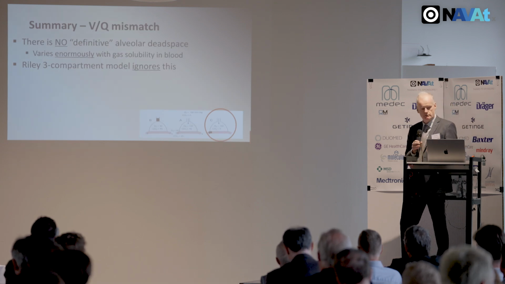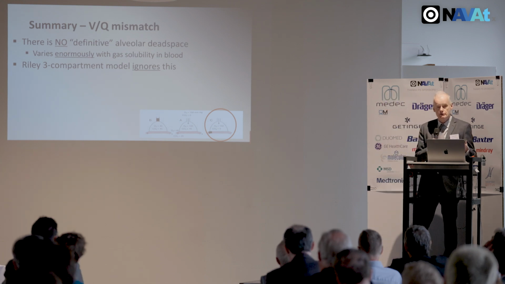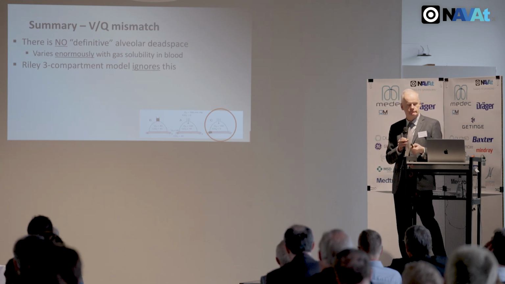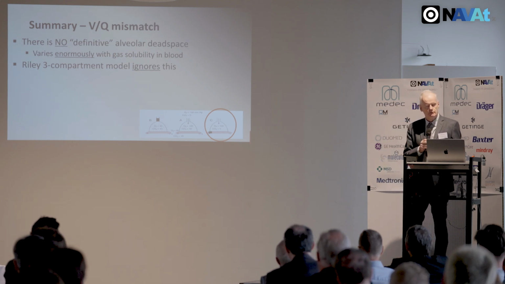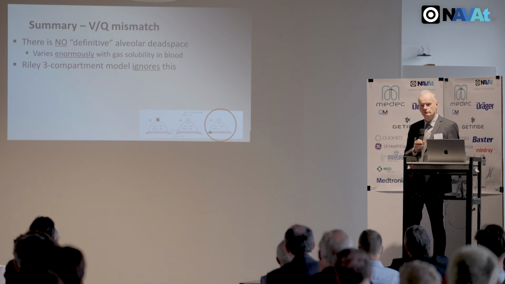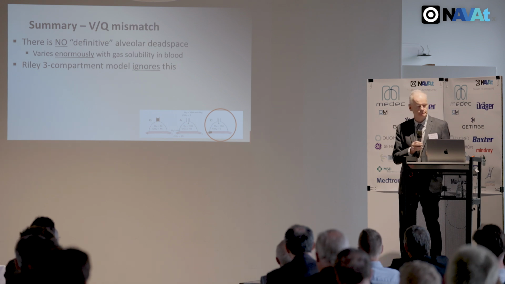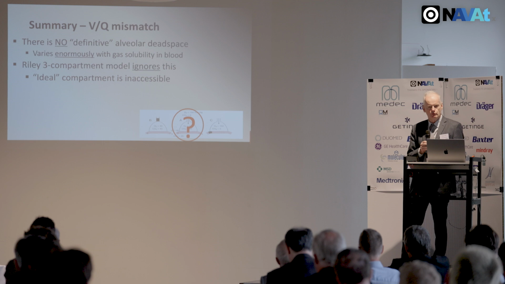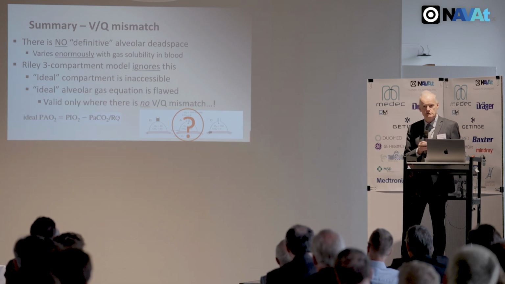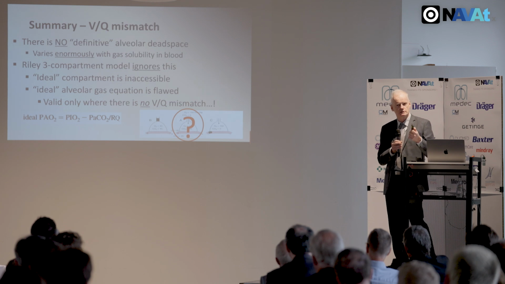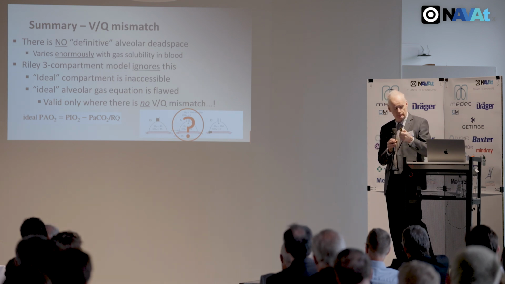So I'll just summarise now, because I've bombarded you with a lot of stuff here. There is no definitive alveolar dead space for gases across the lung. It varies enormously with the solubility of the agent. The Riley model that we're all taught ignores this. It can't conceive of this. It has an ideal compartment which is completely inaccessible to measurement. And the alveolar gas equation is fundamentally flawed to begin with, because it doesn't actually calculate ideal alveolar gas at all.